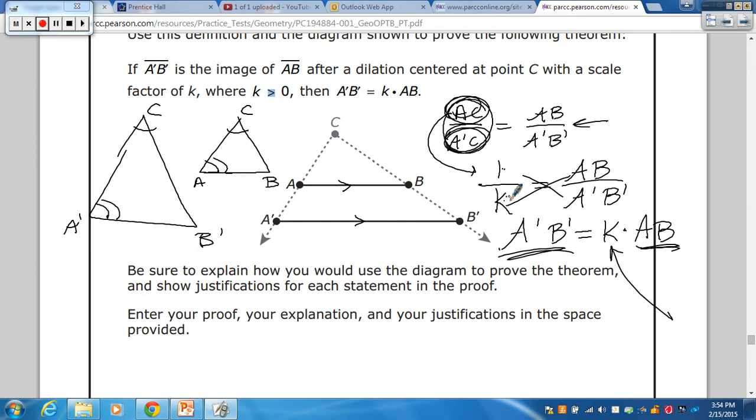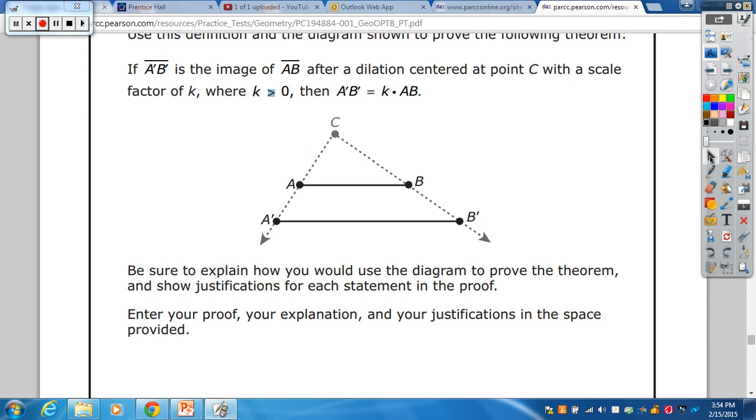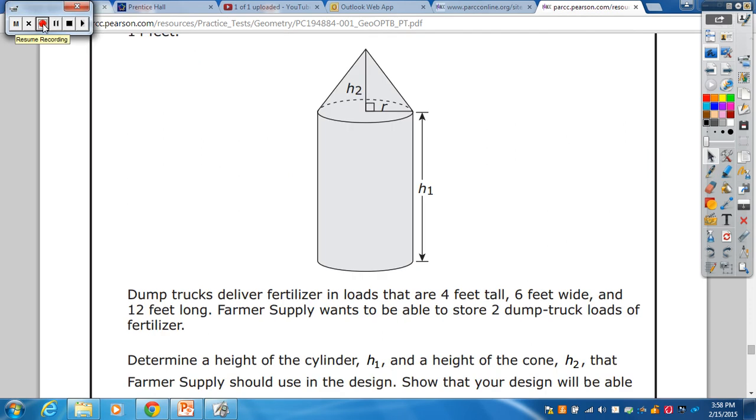All right, and I think we are on to, okay, so we got this farmer's supply. You got to store some grain that's being brought to your house, and so dump trucks deliver feed in loads that are 4 feet tall, 6 feet wide, and 12 feet long. Farmer Supply wants to be able to store 2 dump truck loads of feed. Oh, I said feed, not fertilizer.